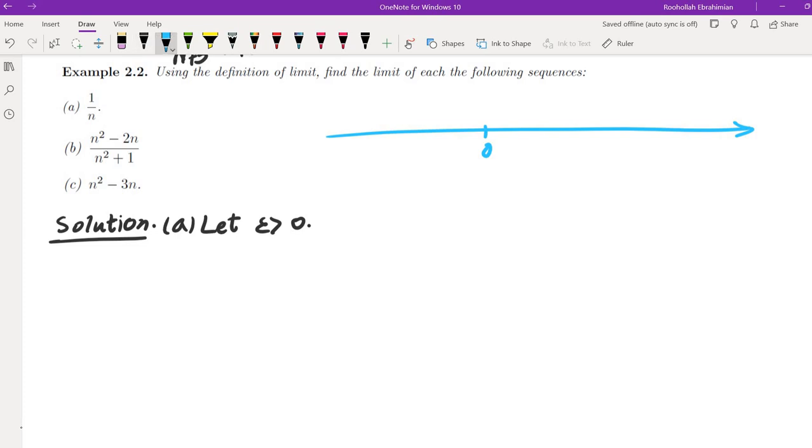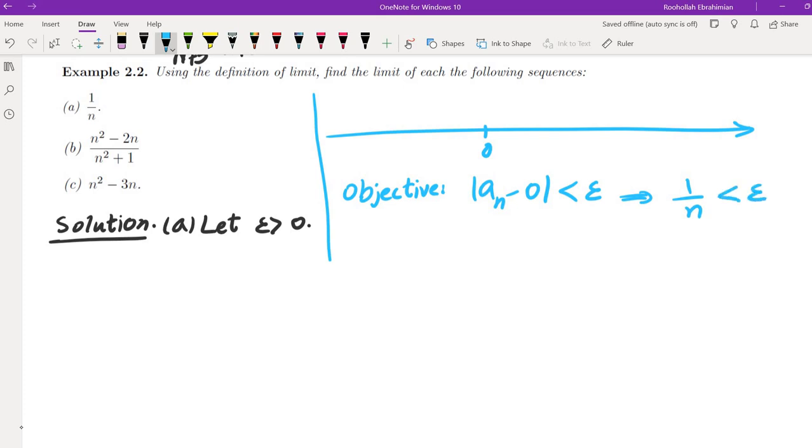So now let's see what we are trying to get to. The objective is to show that the absolute value of a_n minus 0 is less than epsilon. Now a_n is given as 1 over n, so it's 1 over n less than epsilon. This is what we want to get to for all n starting from capital N. Now if you think about this one, this is something we have talked about earlier. If you think about that for a moment, you'll realize this is exactly the Archimedean property.